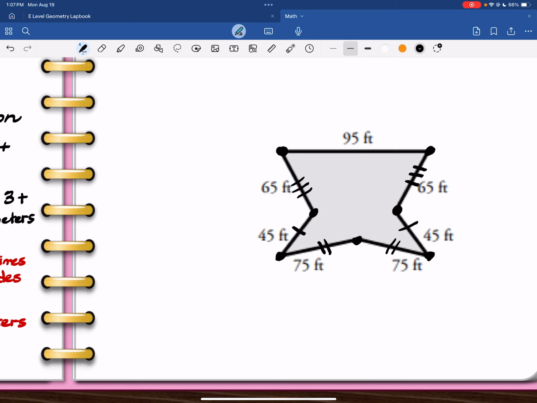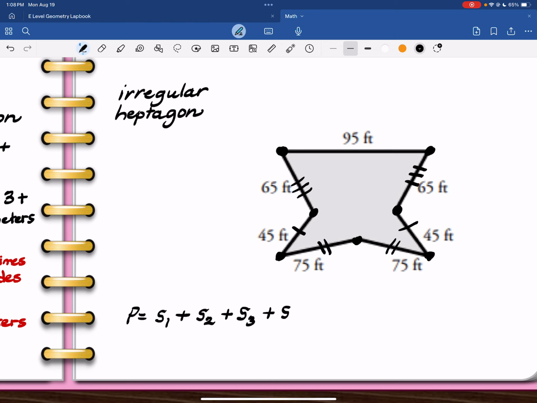So there are a couple of ways we can do it. 1, 2, 3, 4, 5, 6, 7. So this one's called an irregular, meaning it's not normal looking. Hepta. 7 is hepta. You don't have to remember that. So you could do it this way: side 1 plus side 2 plus side 3 plus side 4 plus side 5 plus side 6 plus side 7.